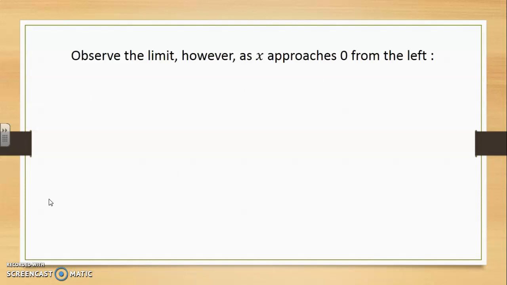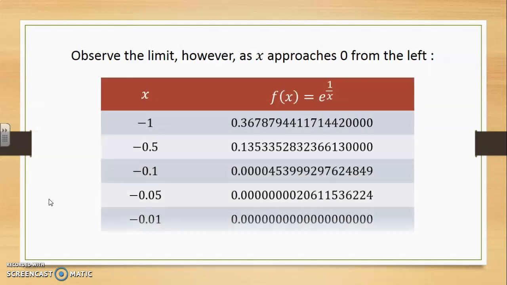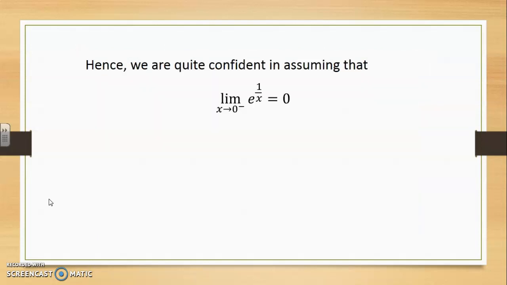Observe the limit, however, as x approaches 0 from the left. So the sequence of values that were chosen for x are left of 0 but progressively getting closer to it. The outcome of the function's value for these selected values of x is becoming smaller and smaller and tending towards 0. So we're quite confident in assuming that as x approaches 0 from the left, e to the 1 over x is heading towards 0.